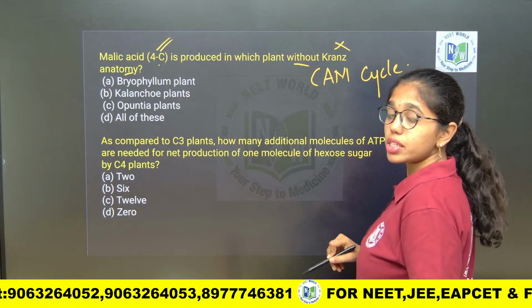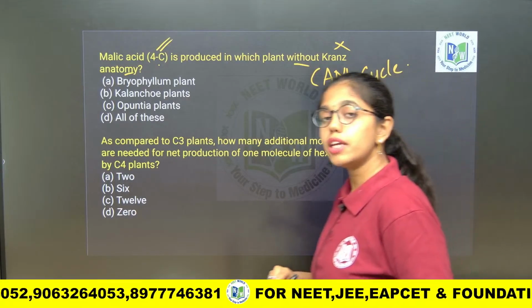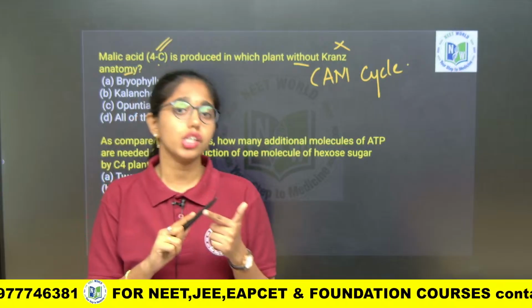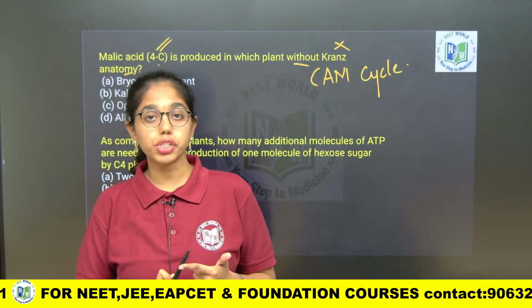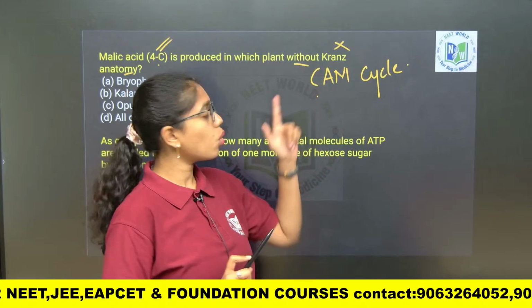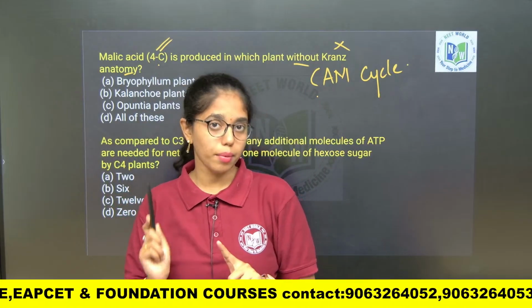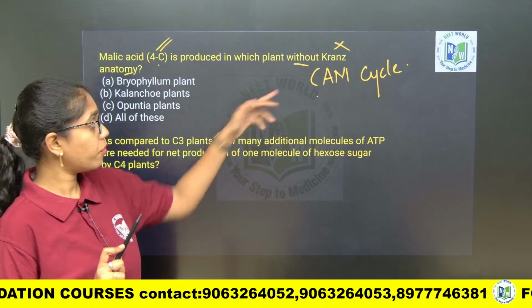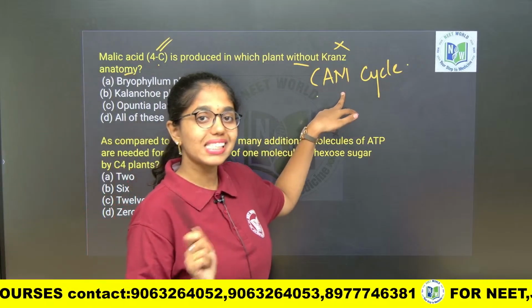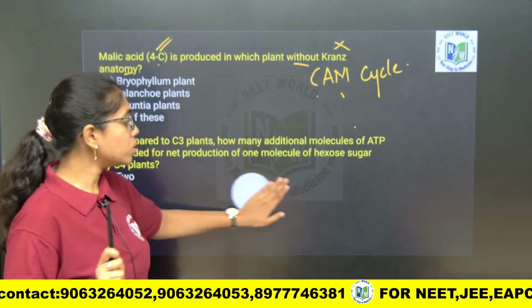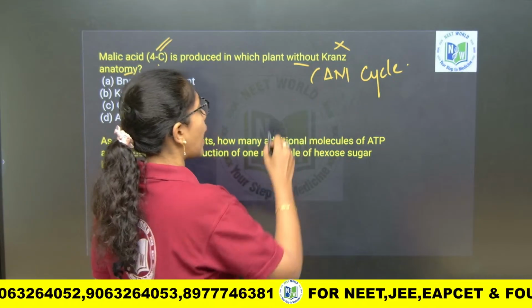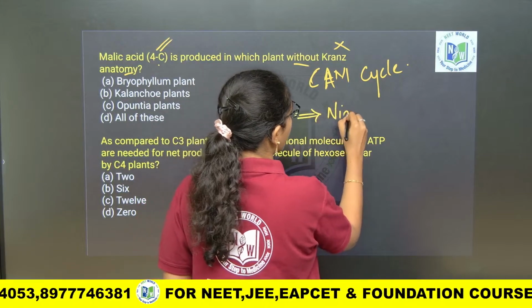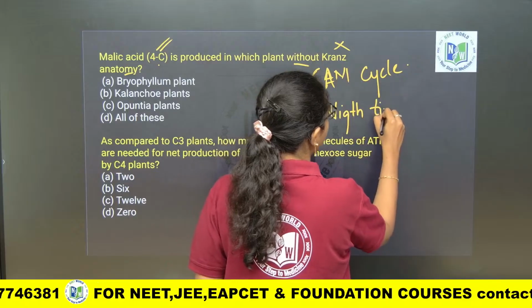What is the only difference between C4 cycle and CAM cycle? In C4 cycle, both mesophyll cells and bundle sheath cells are involved in carboxylation. Whereas in CAM plants, only mesophyll cells are involved in the carboxylation process. Second, in C4 plants, Kranz anatomy will be there for bundle sheath cells. CAM plants do not exhibit any Kranz anatomy. And most importantly, in CAM plants, carbon dioxide fixation takes place only during night time.